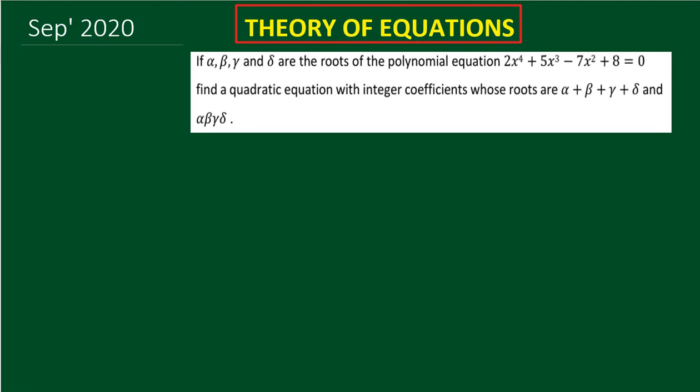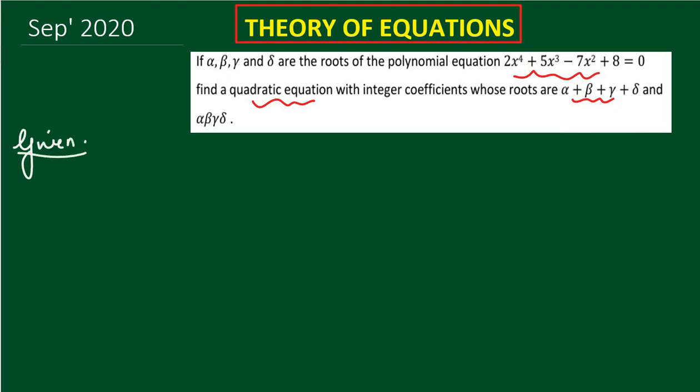Welcome back, students. In this video, let us solve the PYQs from theory of equations. Given alpha, beta, gamma are the roots of the given equation. We have to form a quadratic equation with integer coefficients whose roots are alpha plus beta plus gamma plus delta and alpha beta gamma delta. The given equation is of degree 4.